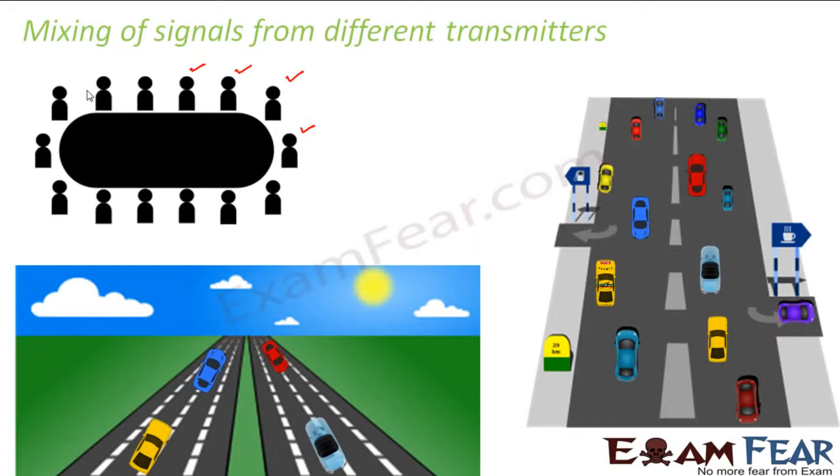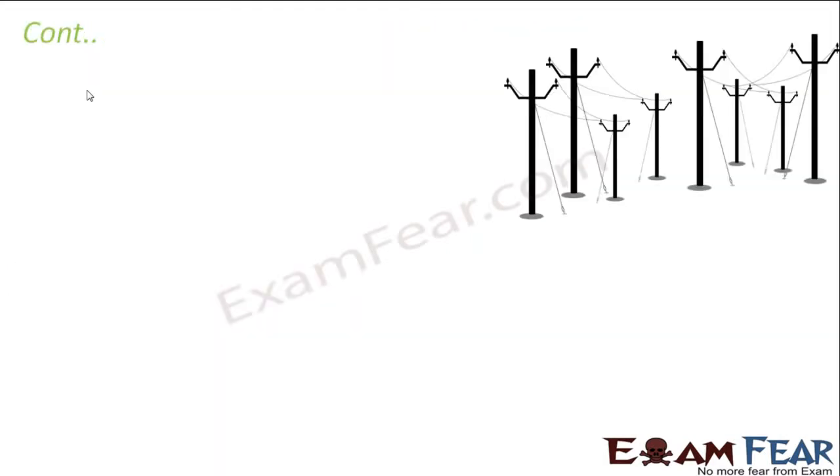So that will not create that much of chaos, right? So you understand the concept of mixing of signals. On a similar note, we will talk about mixing of signals from different transmitters. Now let us suppose when there are many transmitters which are transmitting signals at the same time, what might happen? The signals might get mixed up with each other. Once the signals get mixed up with each other, there is no way that we can distinguish them.